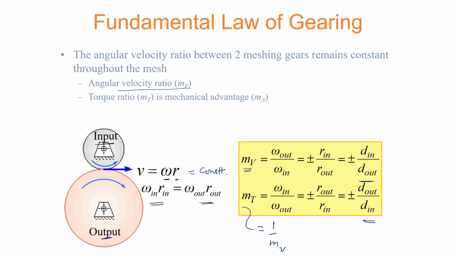These two expressions, for the angular velocity ratio and the torque ratio, are going to be the governing factors whenever you have multiple gears engaged with each other, transmitting motion from one side to the other. One indicates how the angular velocities, the kinematics, are transferred, and the other indicates how the forces or torques are transferred from one side to the other. So, repeating once again the fundamental law of gearing: the angular velocity ratio between two mating gears is going to remain constant throughout the mesh.